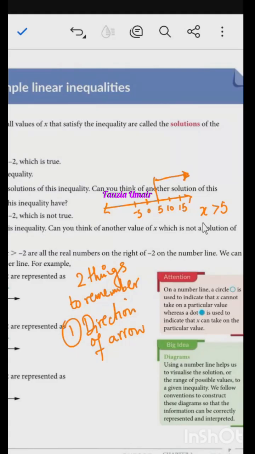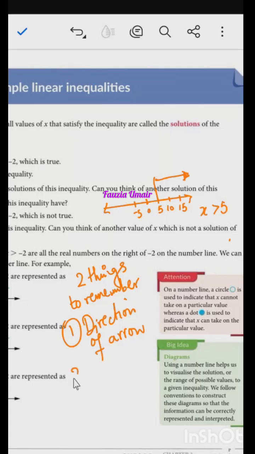We know that on a number line, as we go to the right side, the numbers are getting bigger. As we go towards the left side, the numbers are getting smaller. Is this point clear? What do we mean by direction of arrow? Yes, ma'am. Okay. If it is a bigger than sign, it will definitely go towards the right. If it is a smaller than sign, it will definitely go towards the left side. This is the first thing you need to be careful of.